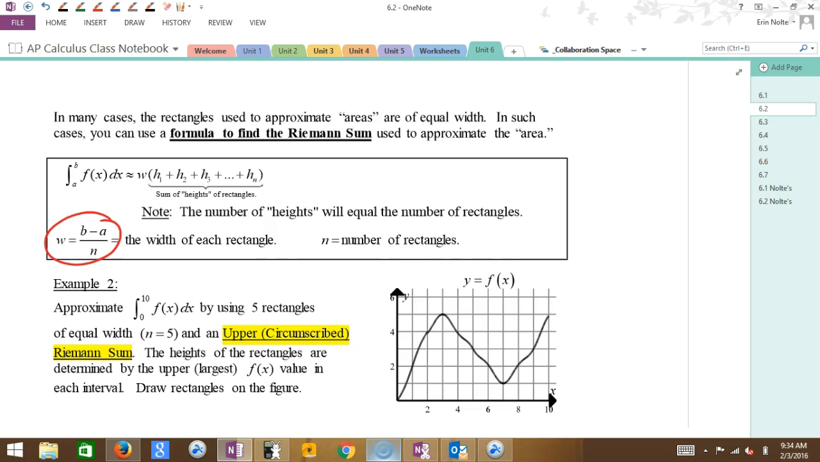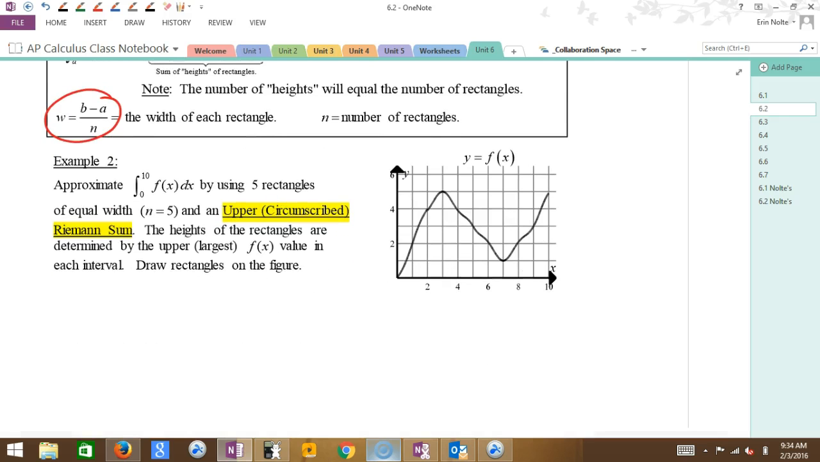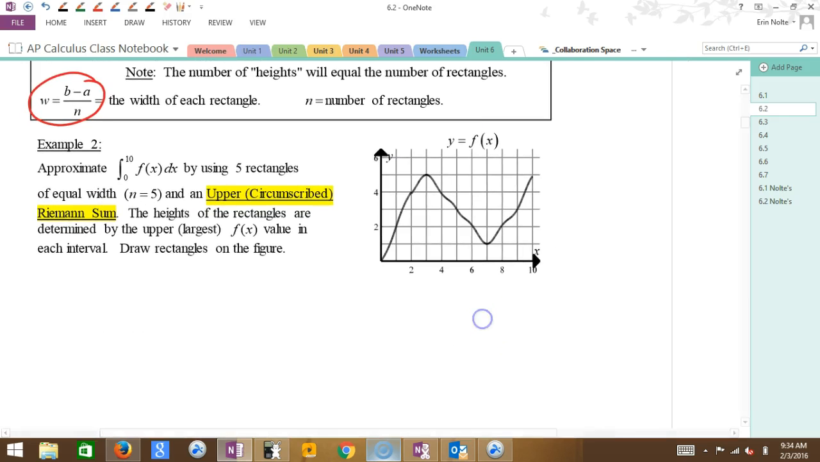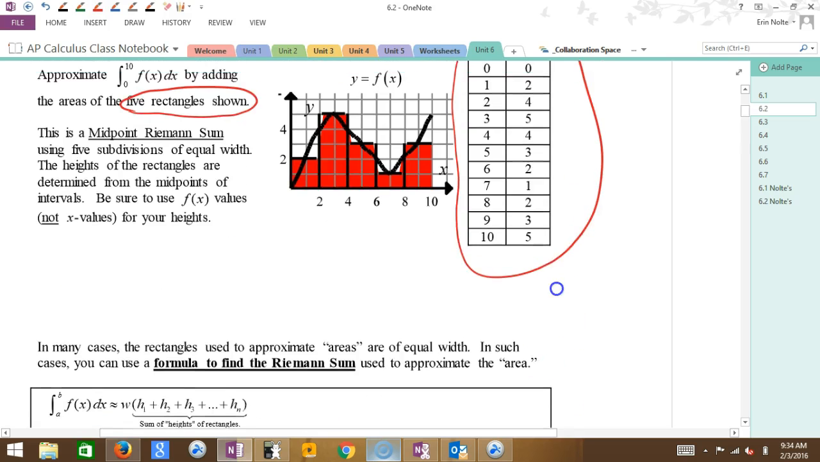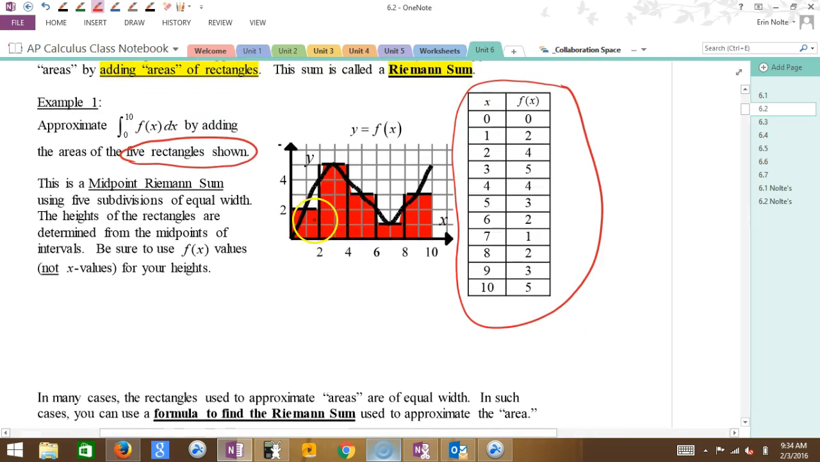All right, so we are going to take this example, and we're going to do an upper. So this time we're going to go from the upper. Notice on this one right above, it went from the midpoint. So when it cut it into the 5 sections, it used the midpoint between these. So the midpoint between 0 and 2, you guys all looking up here? Midpoint. So this is the midpoint Riemann sum.